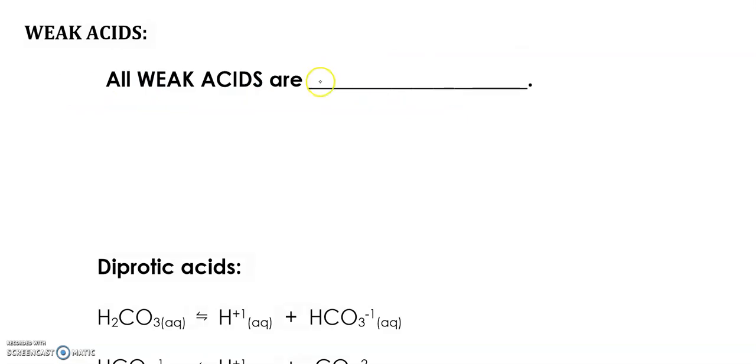All weak acids are weak electrolytes, right? Which, if you remember, means they dissociate less than 100%.